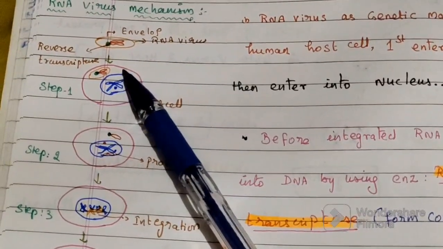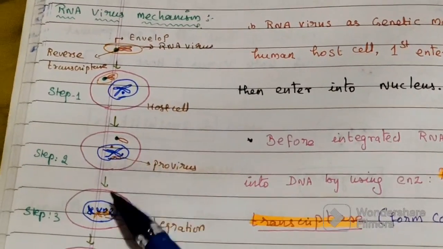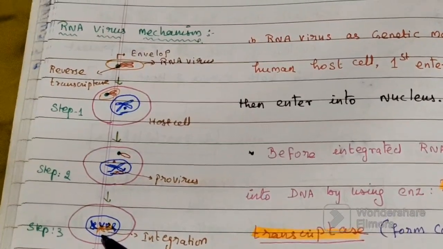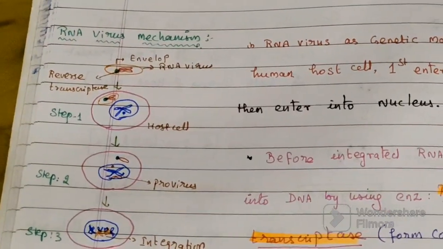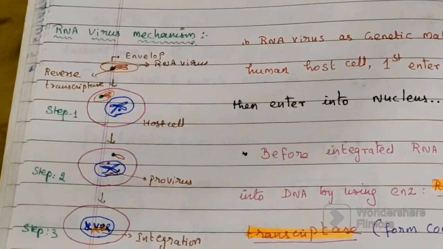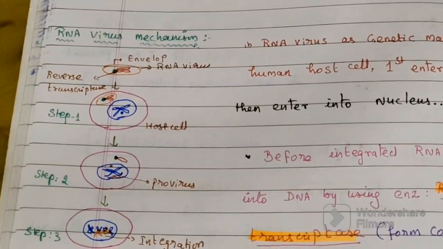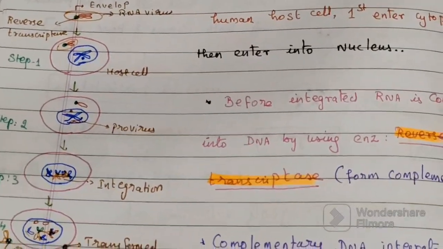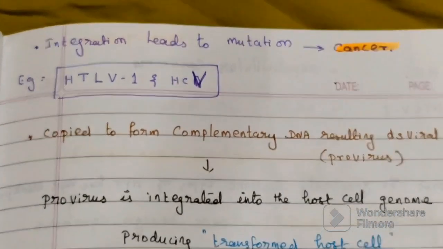The virus enters first the cytoplasm, then the nucleus. Here, DNA is also present, and then the viral RNA is present. First, with the help of the reverse transcriptase enzyme, it will form a complementary strand. Then both bind, and then mutation will take place. After that, it leads to cancer.